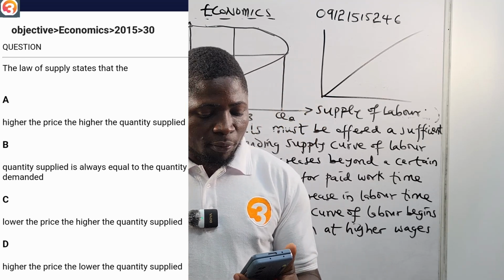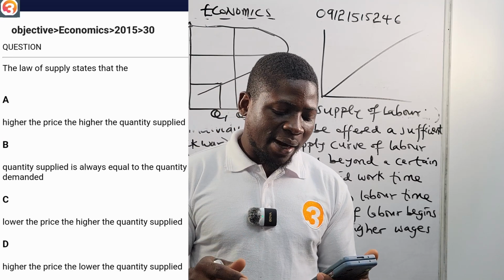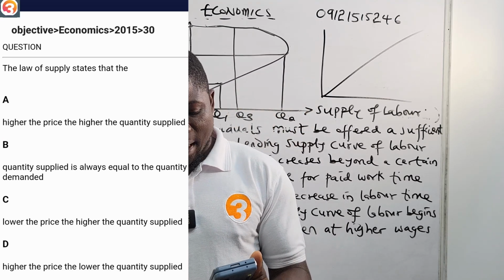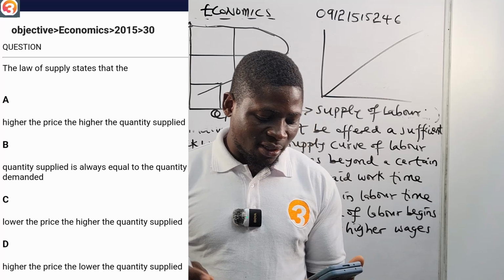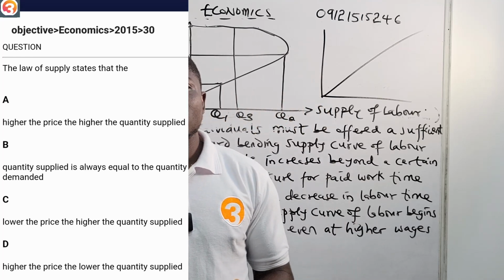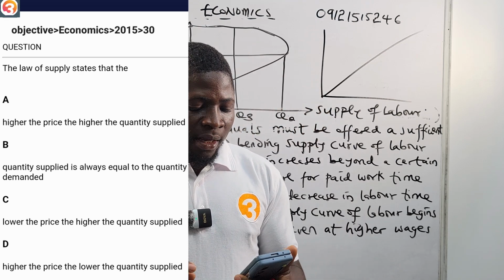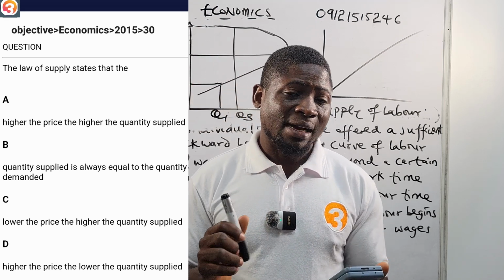B says quantity supplied is always equal to the quantity demanded. No. C says the lower the price, the higher the quantity supplied. No. D says the higher the price, the lower the quantity supplied. No. Correct answer is option A, that the higher the price of a commodity, the higher the quantity supplied. So let us see 1994 number 18.